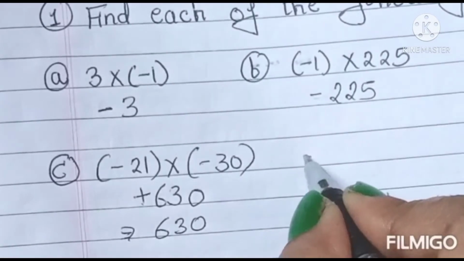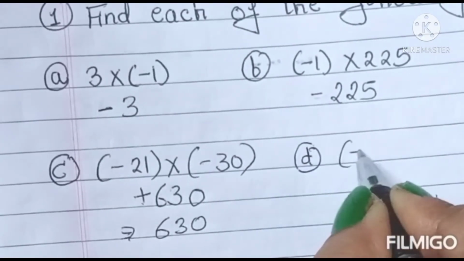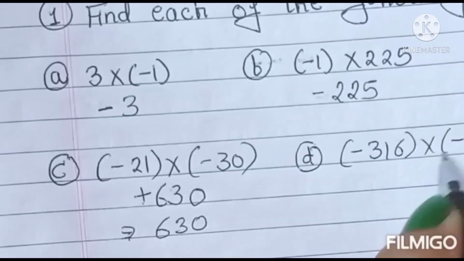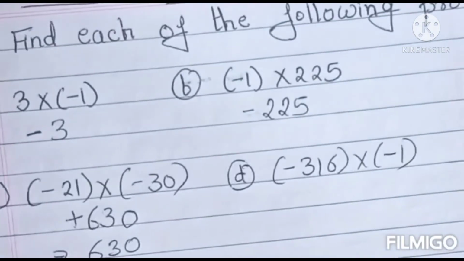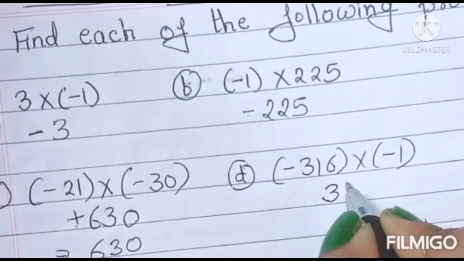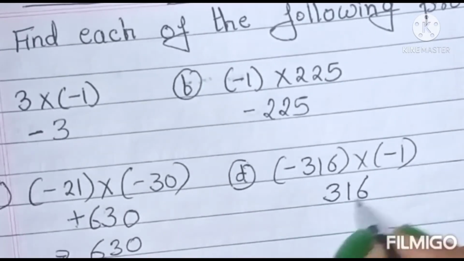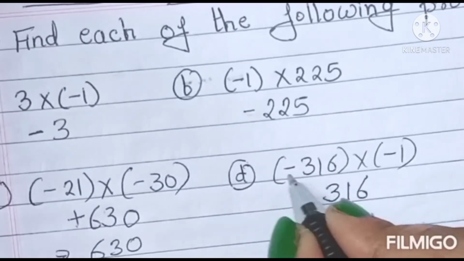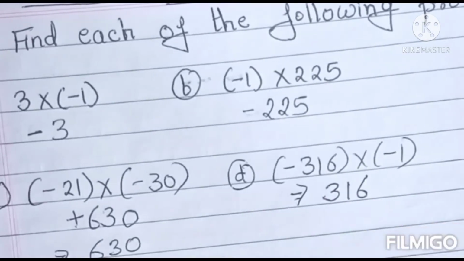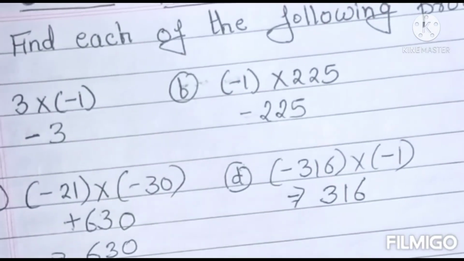Clear? Now moving to the D1, minus 316 into minus 1. Again it is same. 316 into 1 will be 316. First let us simply multiply it. 316 into 1 will be 316, and two minus signs are given, so minus minus will be cancelled. Answer will be 316 only, 316.